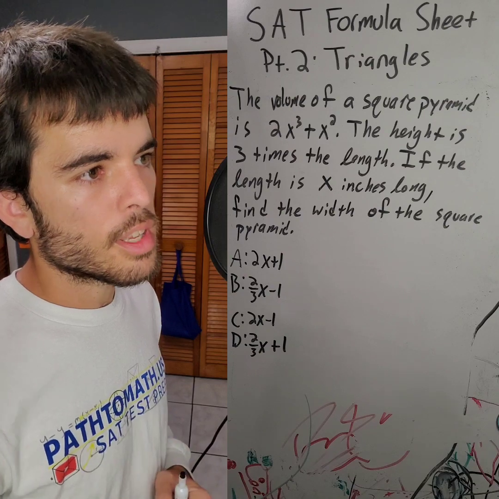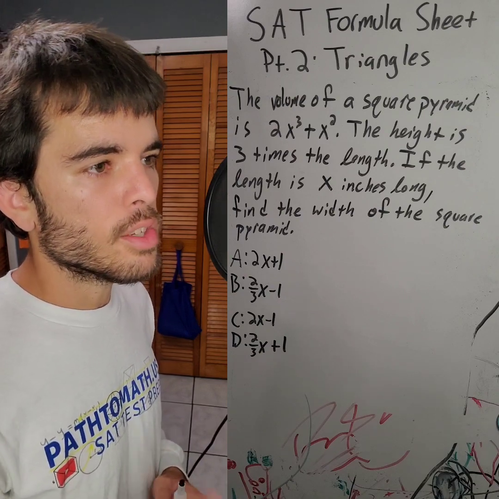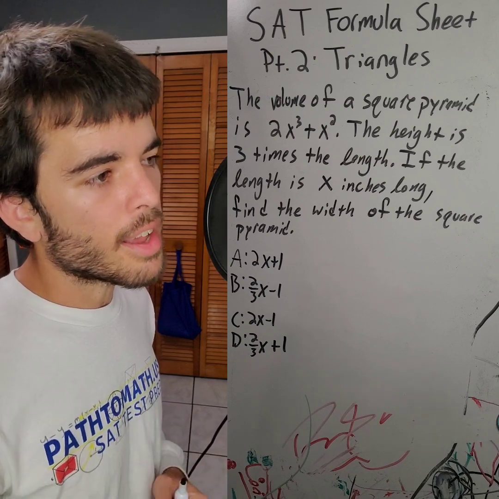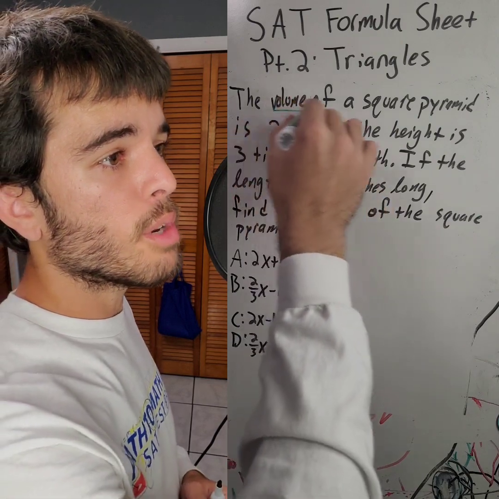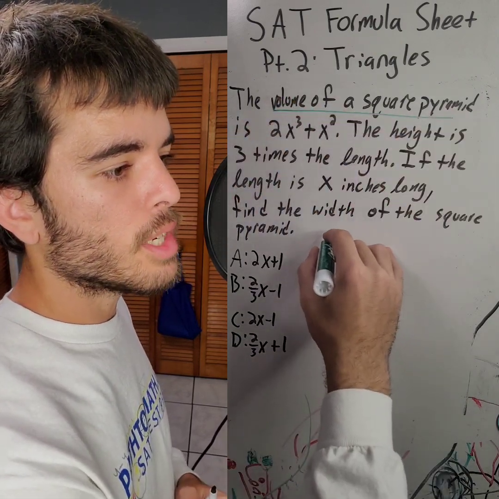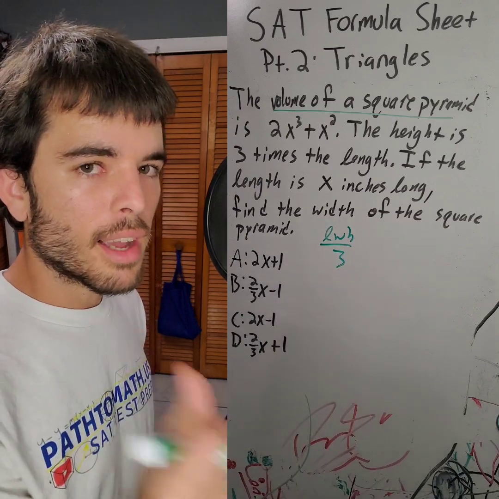Here's a phenomenal example of how they use the volume of a square pyramid on the SAT. They're going to present to us 3 different expressions, and they're going to ask for us to find a 4th expression. In this case, we're dealing with the volume of a square pyramid, so we know right off the bat we're dealing with length times width times height divided by 3. Hopefully that comes to mind like that.